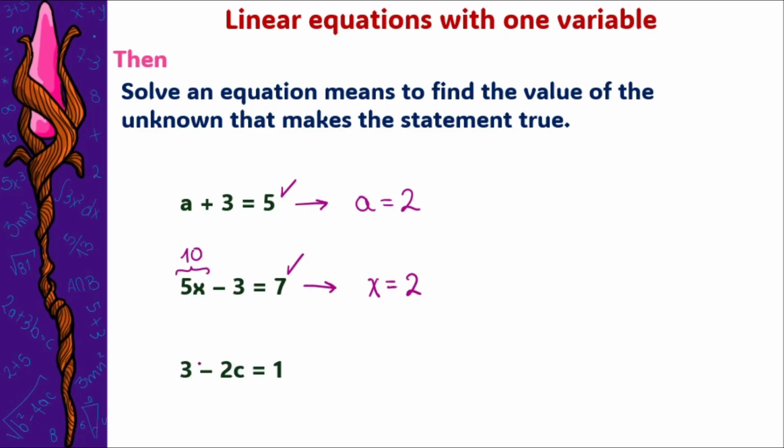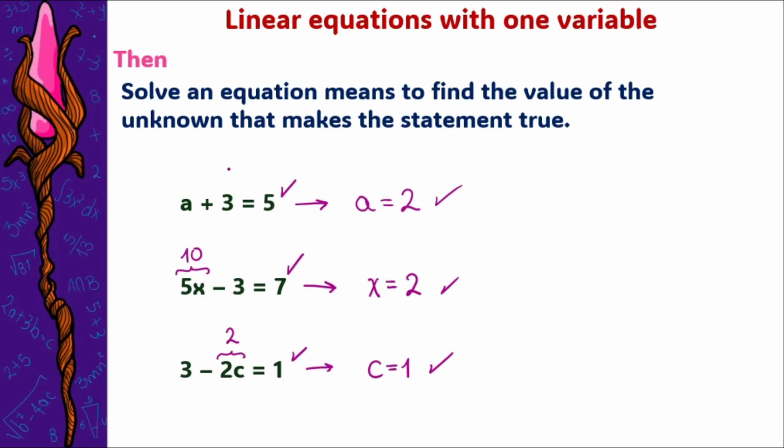And finally, this one: 3 minus something is 1. That something should be 2. So this should have the value of 2. But what number multiplied by 2 gives 2? Just the 1. So that means c has to be 1. 2 times 1 is 2, and 3 minus 2 is 1. That would make the statement true. So we call them the solutions of the equations.